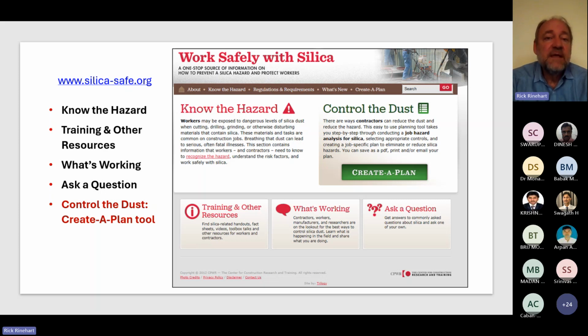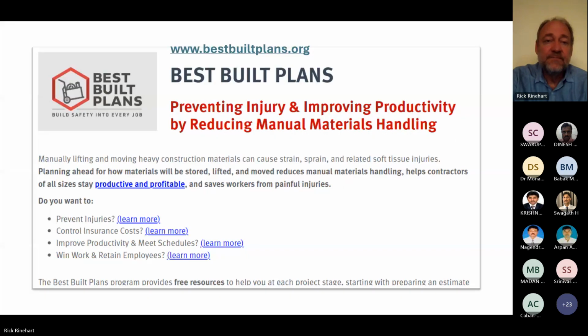This is another one, and this one is really meant to be a one-stop source of information on how to prevent a silica hazard and protect workers. It's very simple and straightforward. It explains what the hazards are, different controls. And I think one of the very positive things about this is that it's action oriented. A user can go through it and actually create a plan that's tailored to their specific work site and come out with something very concrete for the work that they're about to do.